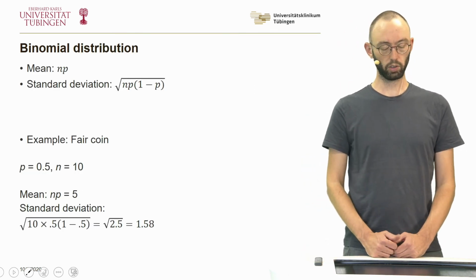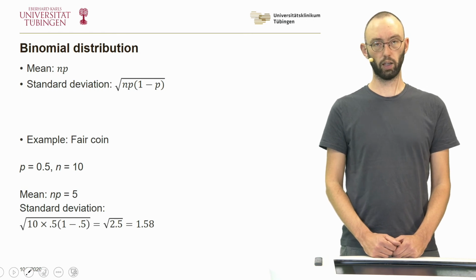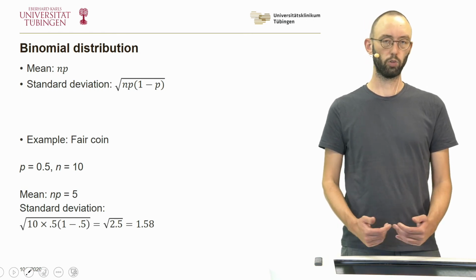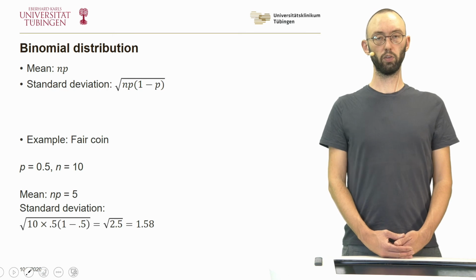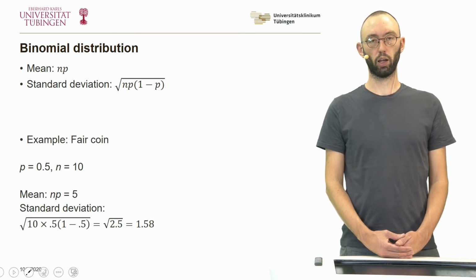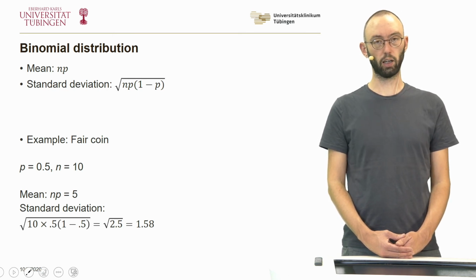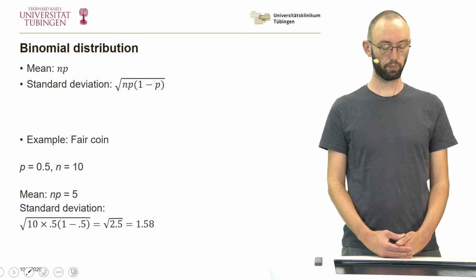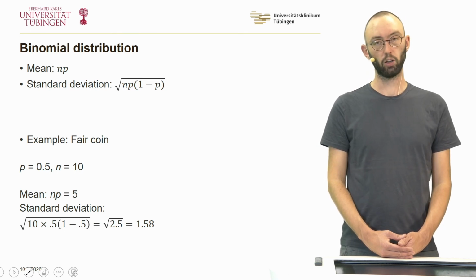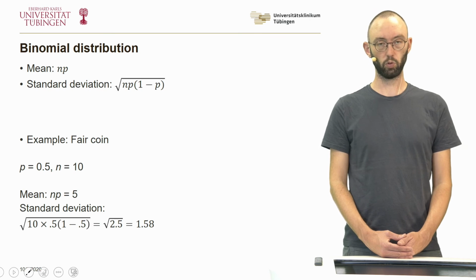So this is the binomial distribution. It has a mean of n times p, which is also fairly intuitive since you already know that the Bernoulli distribution has a mean of p, and we conduct n Bernoulli experiments. It has a standard deviation of square root n times p times 1 minus p.